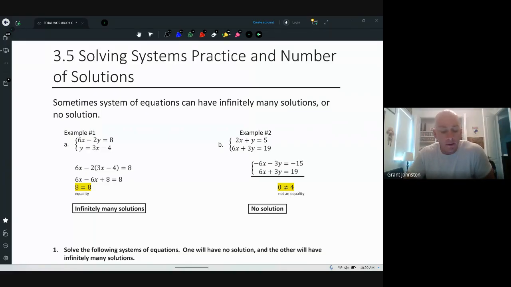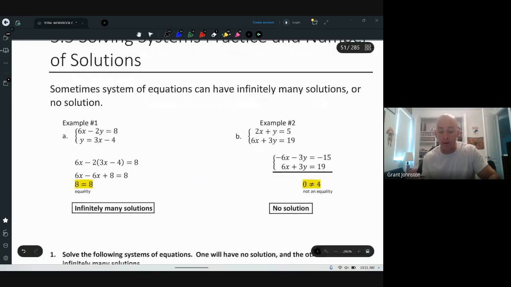Solving systems practice and number of solutions. So in this lesson was mostly practice of solving systems and differentiating between when to use elimination and when to use substitution, because it's generally going to be a choice up to you of how you solve them. But there are some special cases where there might be infinitely many solutions or no solution.